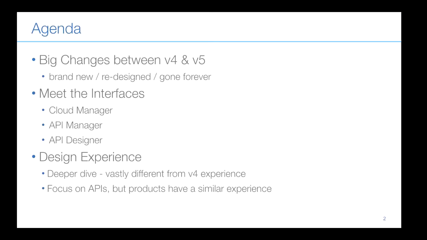So I've got a rough agenda here, but it's just a pencil outline. I want to tell you the big changes between 4 and 5. Some of it's brand new, some of it's redesigned, and some of it's been thrown out completely. I'll run through 3 of the 4 interfaces. I'll run through Cloud Manager, API Designer. The Developer Portal, I believe you guys have another session set up for Developer Portal with Chris Dudley, and he's way better placed to take you through that stuff than I am. So I'll leave that to him.